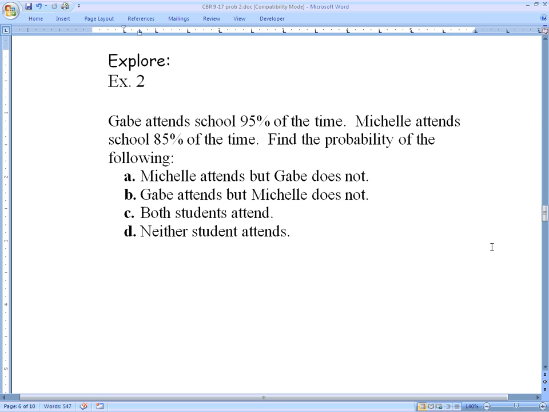All right, let's look at one more of these. Let's do part D. Neither student attends. So for part D, Gabe is not attending. Neither student is attending. So I need to write down his complement. Again, he attends 95% of the time, or 0.95. So the complement is 0.05. We just used that. And then Michelle is also not attending. She attends 85% of the time. If we take the whole 100% and subtract the 85, we're left with 15% or 0.15.